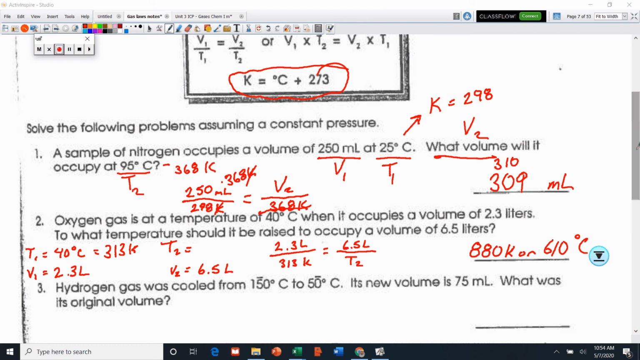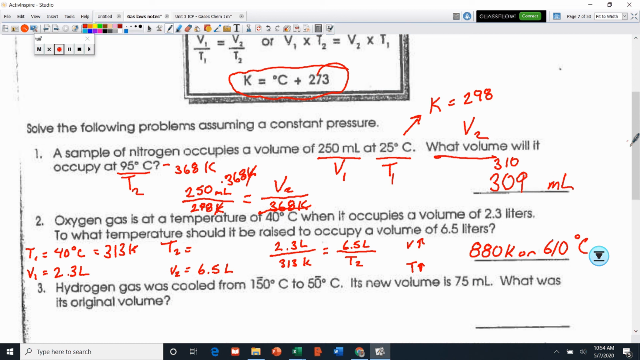Again, we can look at this in the relationship. So volume increased, so that means that temperature had to increase. In this one, temperature increased, so volume had to increase.